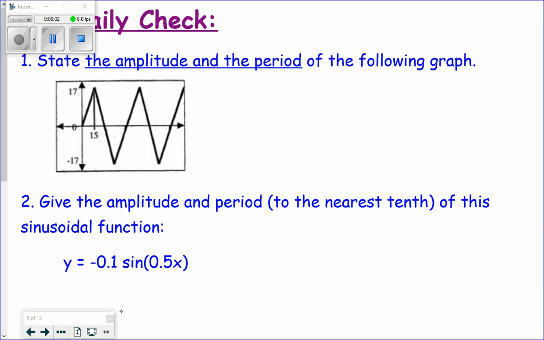Okay, so I just handed out this sheet to you. It's just basic review. So, amplitude and period.